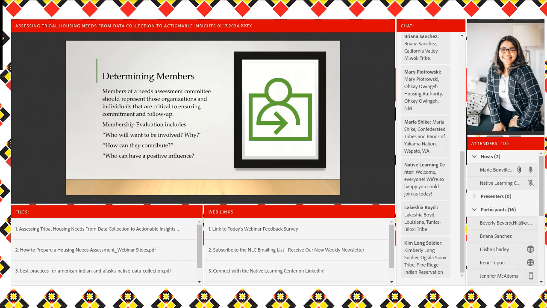But I do think that rather than focusing in on what we think the needs are, it's going to be very empowering to see what direction the community would prefer us to go in terms of allocating resources and whatnot. So membership evaluation: who will want to be involved and why?